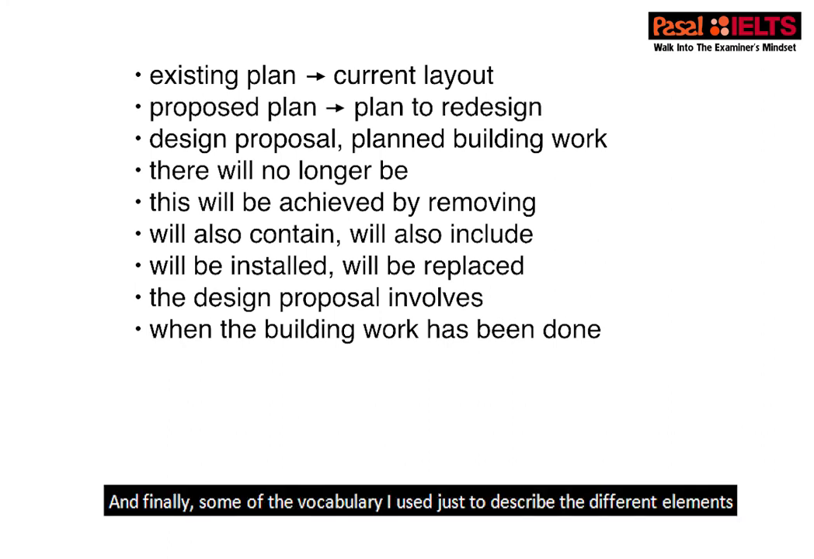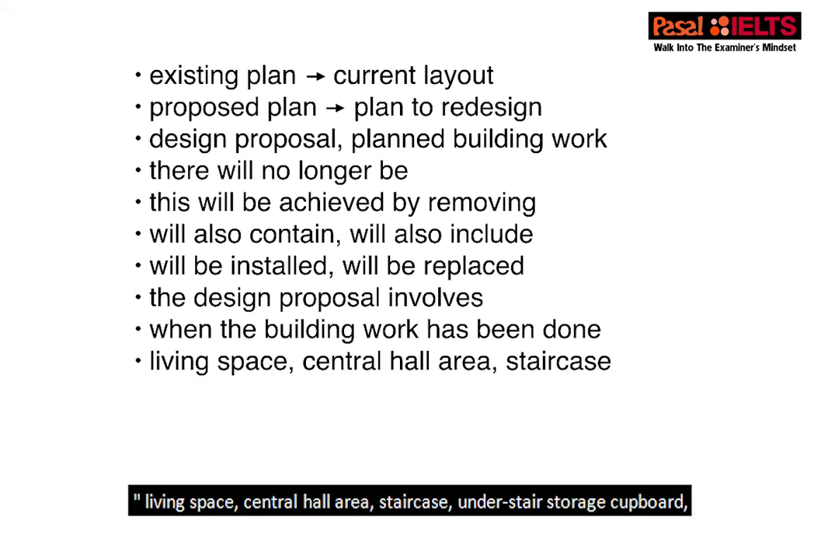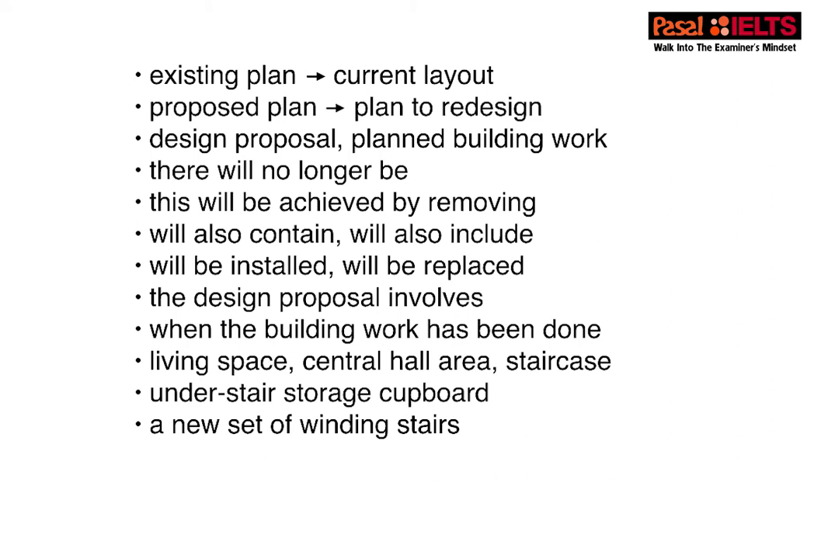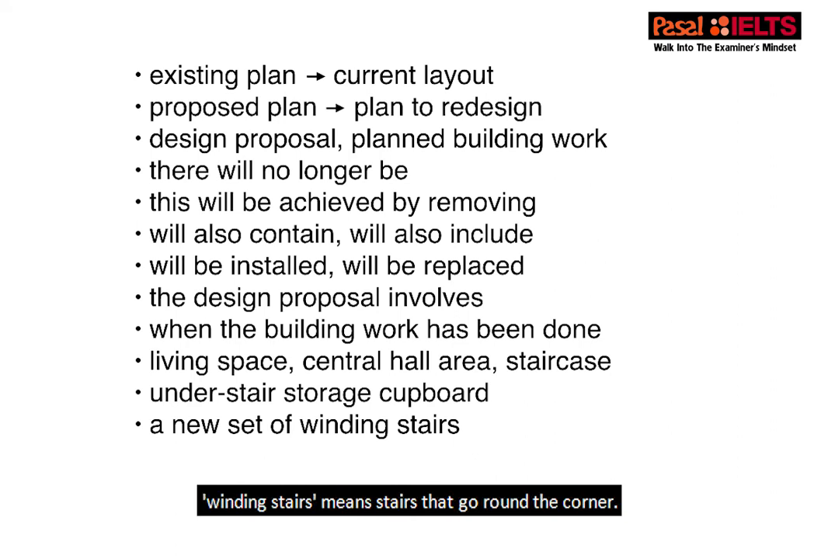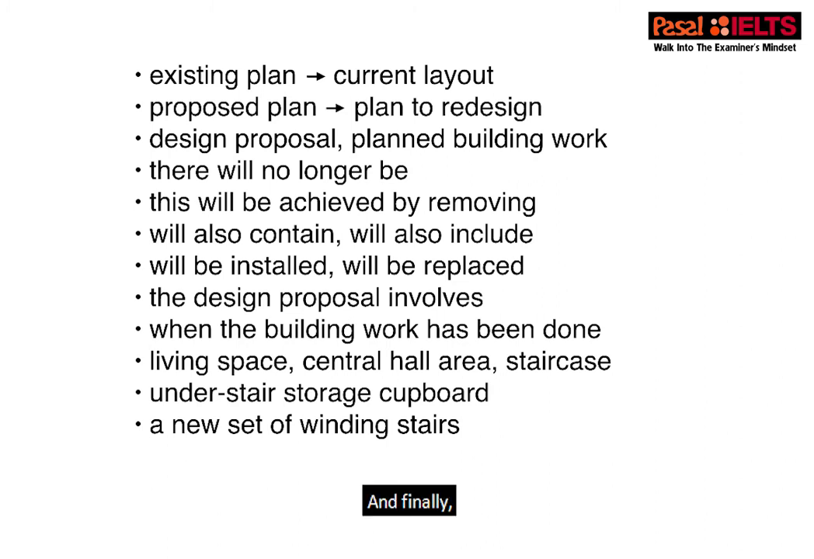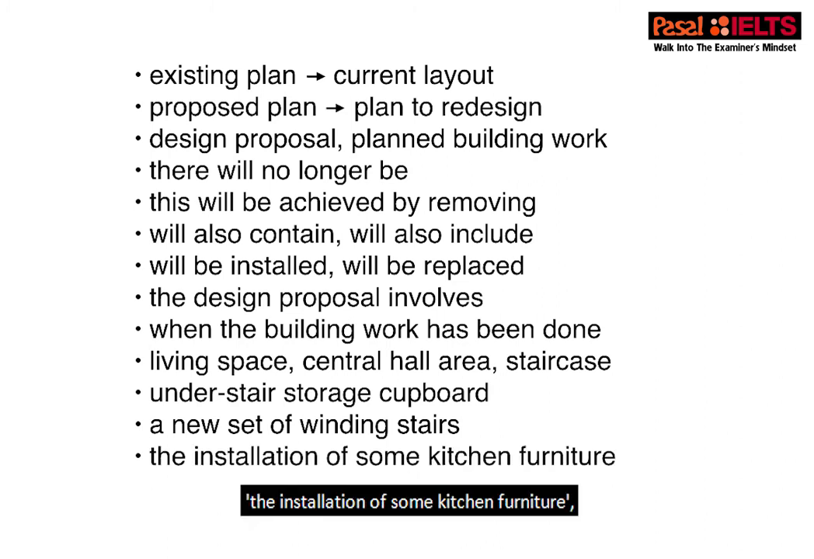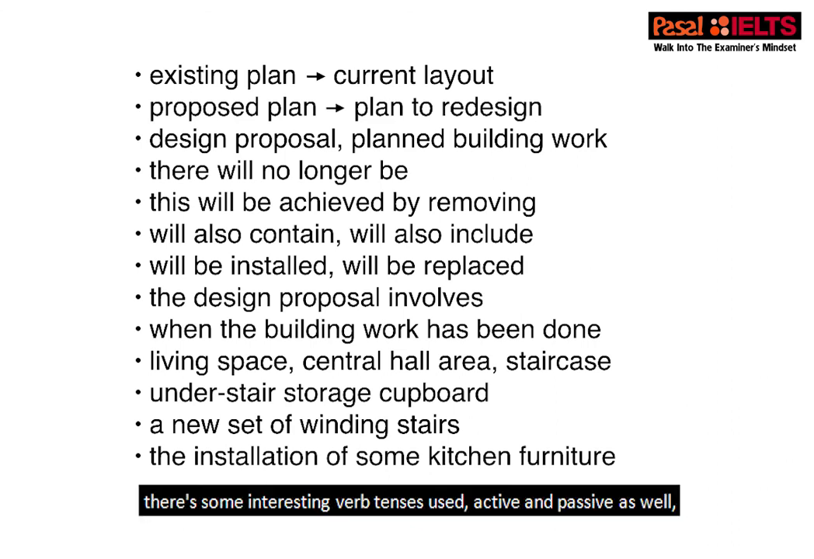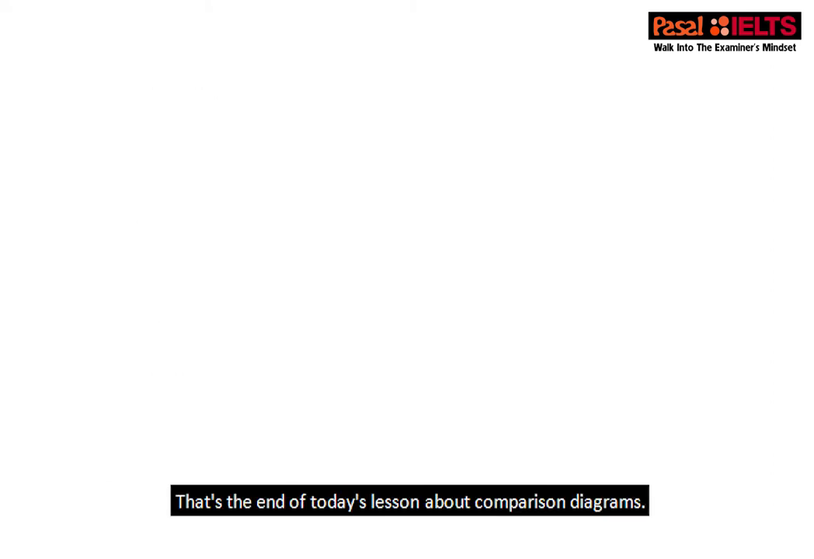And finally, some of the vocabulary I used just to describe the different elements. Living space, central hall area, staircase, understair storage cupboard, a new set of winding stairs. That's good vocabulary. Winding stairs means stairs that go round the corner. And finally, the installation of some kitchen furniture. So there's some good paraphrasing. There's some interesting verb tenses used, active and passive as well, and some good vocabulary to describe the different elements in the diagrams. That's the end of today's lesson about comparison diagrams.